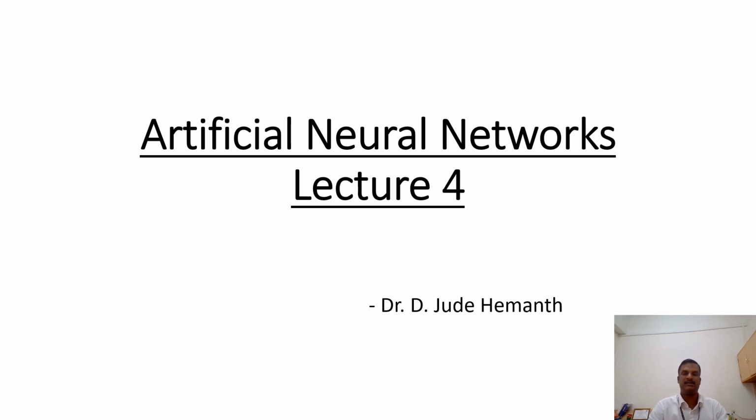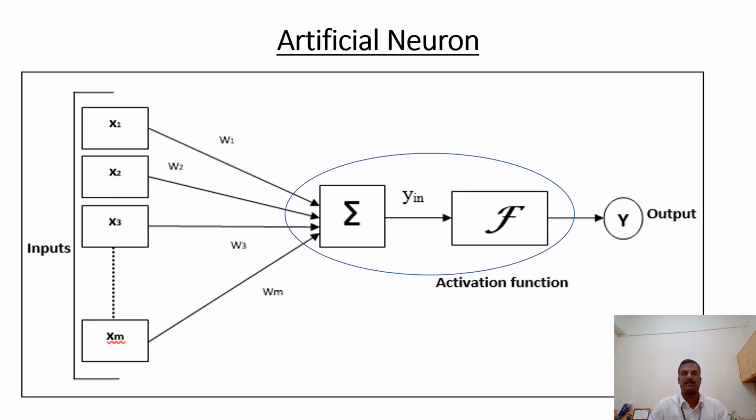Welcome students. In this session, let us look at the structure of the McCullough-Pitts model of artificial neuron. As we have already seen, an artificial neural network is made up of multiple small elements which we call neurons. It's not a biological neuron, but it is an artificial neuron. However, you can find the characteristic features exactly equivalent to that of a biological neuron.